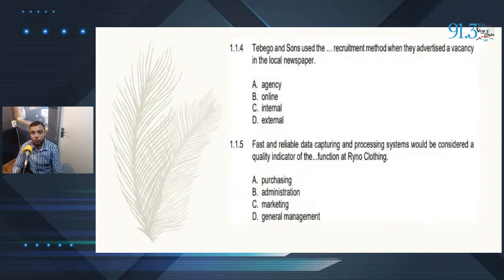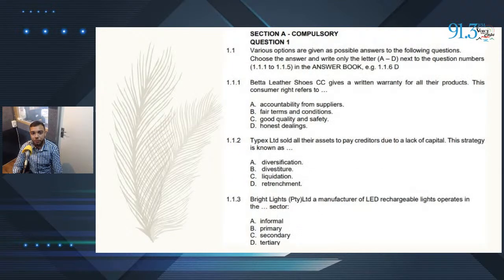So now we move to the paper. We have section A, which is compulsory, where various options are given as possible answers to the following questions. Choose the answer and write only the letter. Before we start, what you always need to have in your hand when you're writing an examination is a highlighter, because you're going to highlight the keywords.